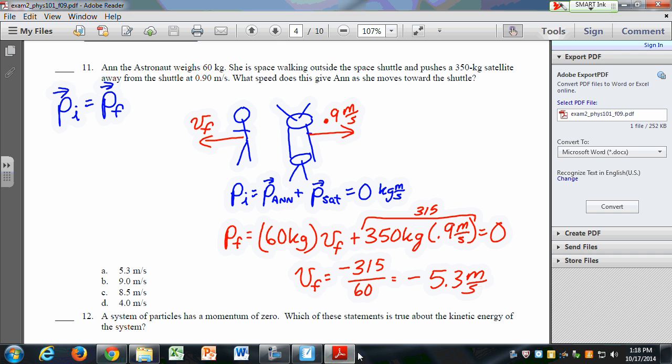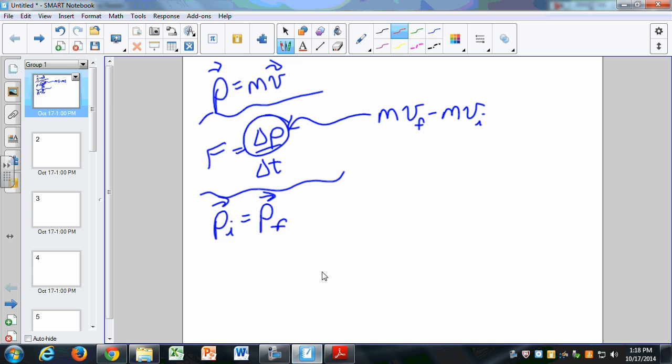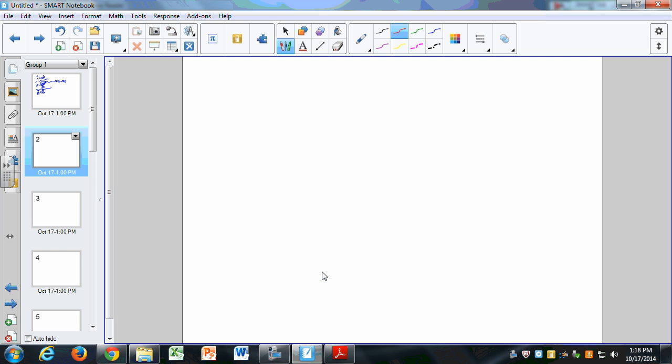Let me go back to where we did an example like this in class. Let's say I have two bodies that are moving. Say I have one body that's moving in this direction at 2 meters per second, and then another body that's moving at 5 meters per second. Let's say this is 1 kilogram and this is 2 kilograms, and then they collide.